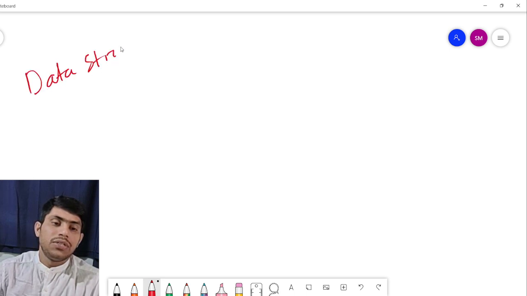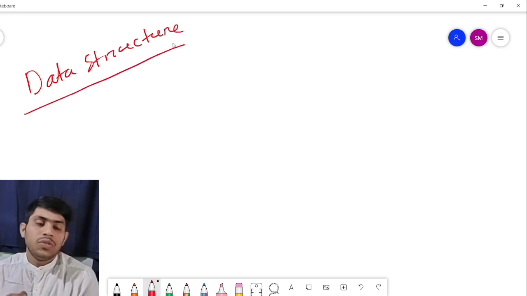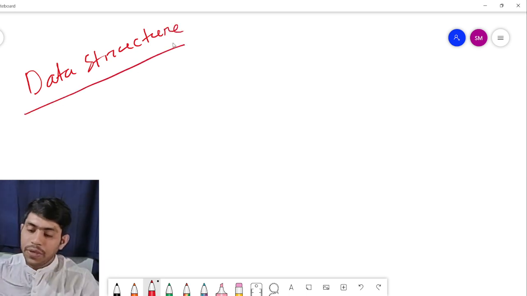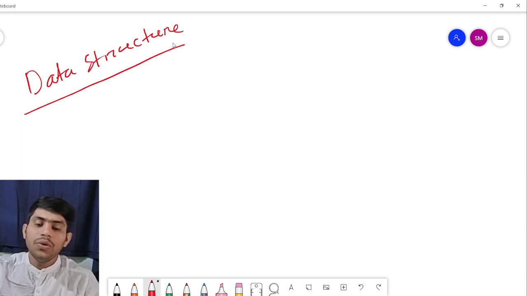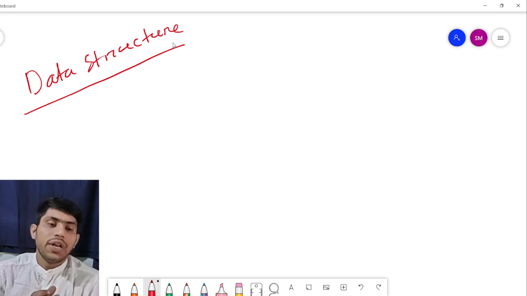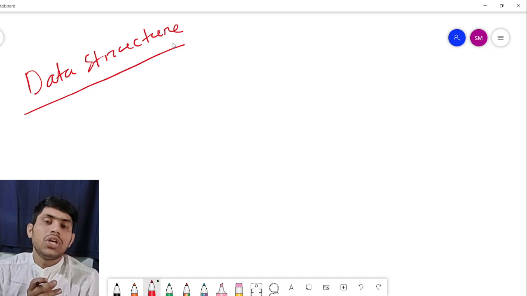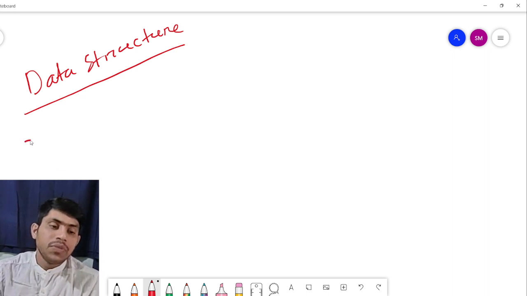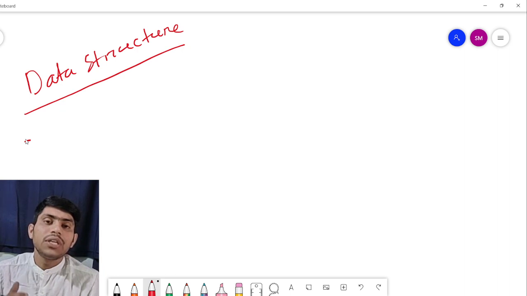Data structure. So what is data structure? Okay. If we go to the correct definition of data structure, it is how we can organize our data and manage our data in a proper way by using some concepts. That is the definition of data structure.